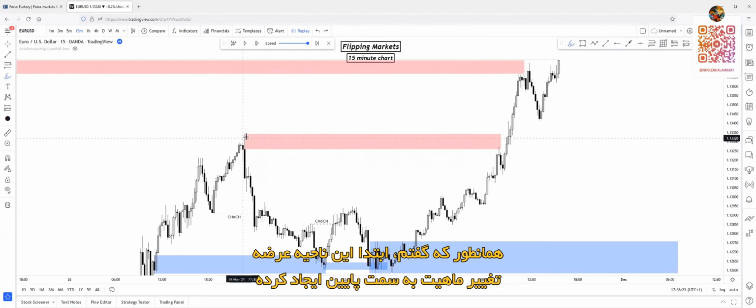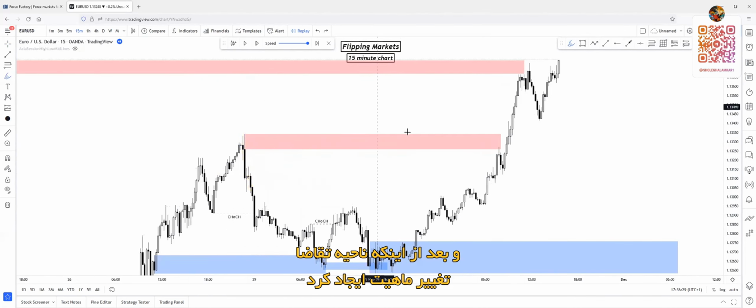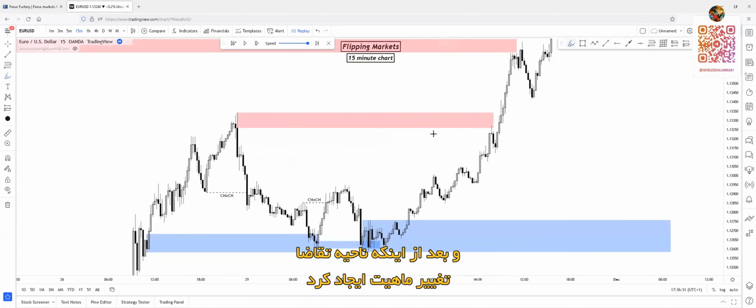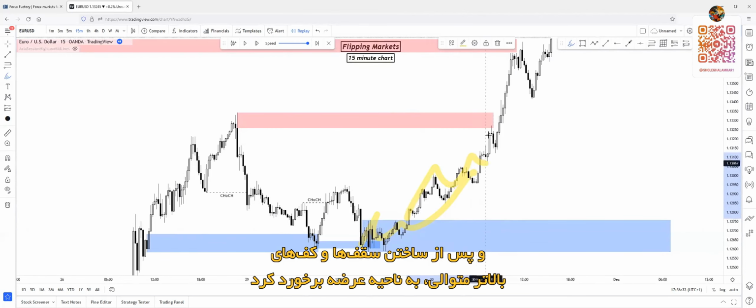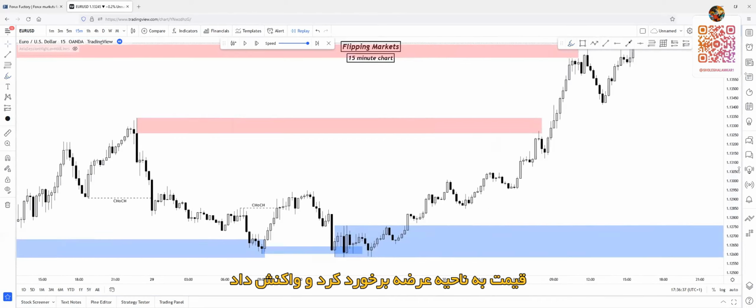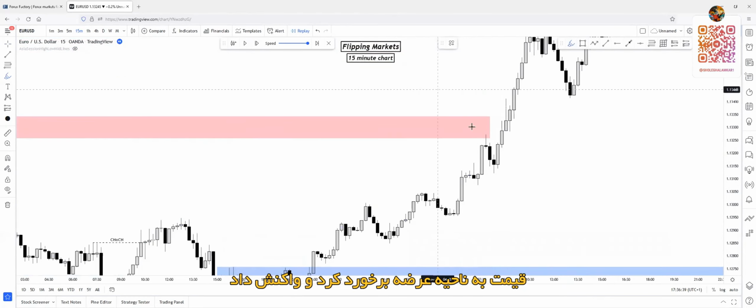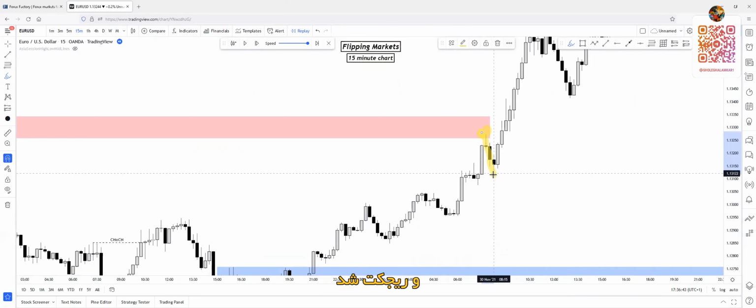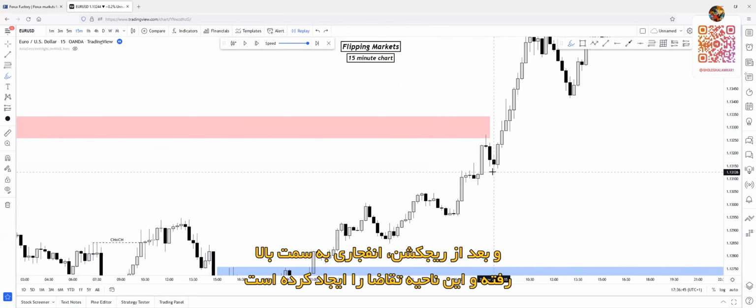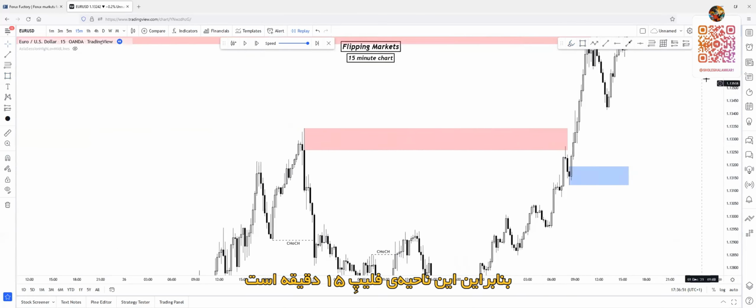So, as I told you, this supply zone changed character to the downside first here. And as you can see, after the demand change of character, price started to form a series of higher highs and higher lows and tapped into this supply zone. Okay, let's focus on that region. As you can see, price tapped into this zone, did a reaction, rejected on that zone, and after the rejection, it just blew to the upside and created this demand zone. So this will be our 15-minute flip zone.